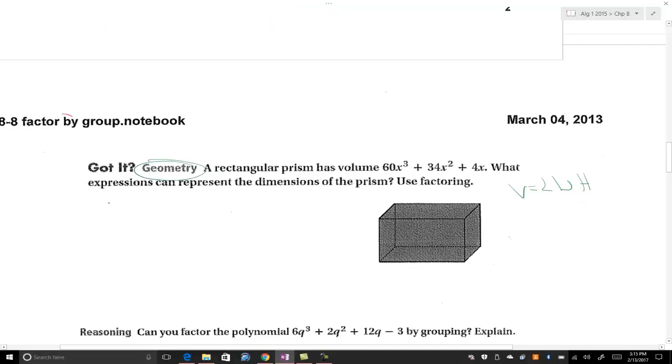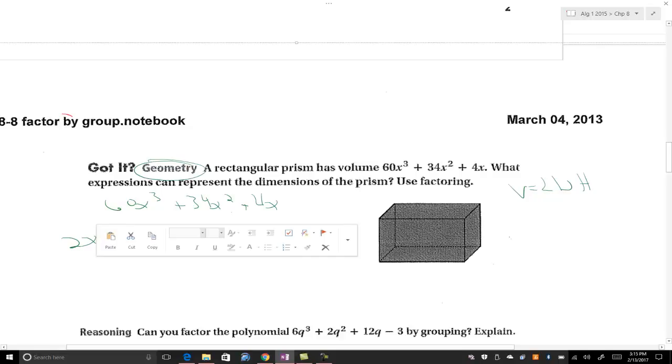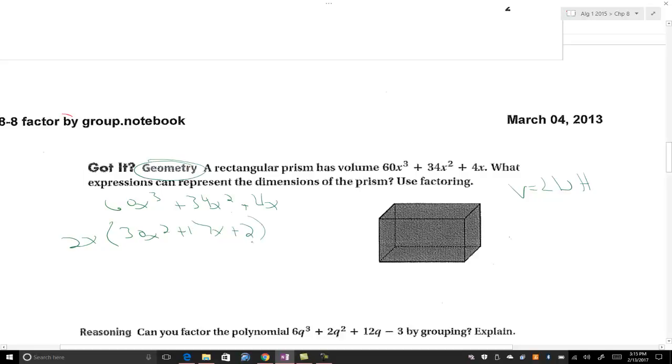So the first thing we're going to look for is 60x cubed plus 34x squared plus 4x. Well, they all have at least an x. So if I'm going to divide by x, I might as well divide by 2 because they're all even as well. So here we go, 2. We got 30x squared plus 17x plus 2. So this is that part that's just going to kind of hang around.